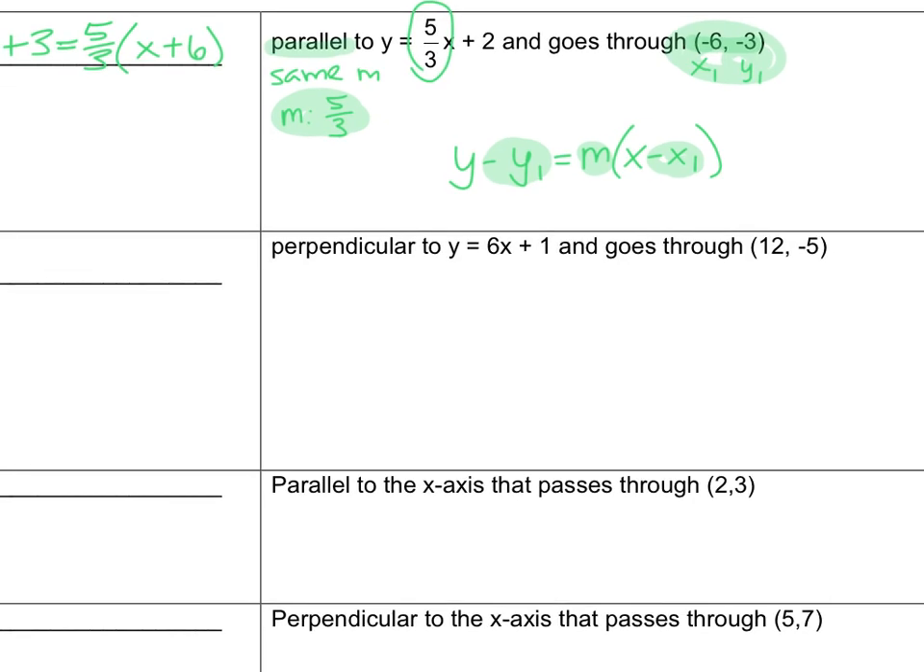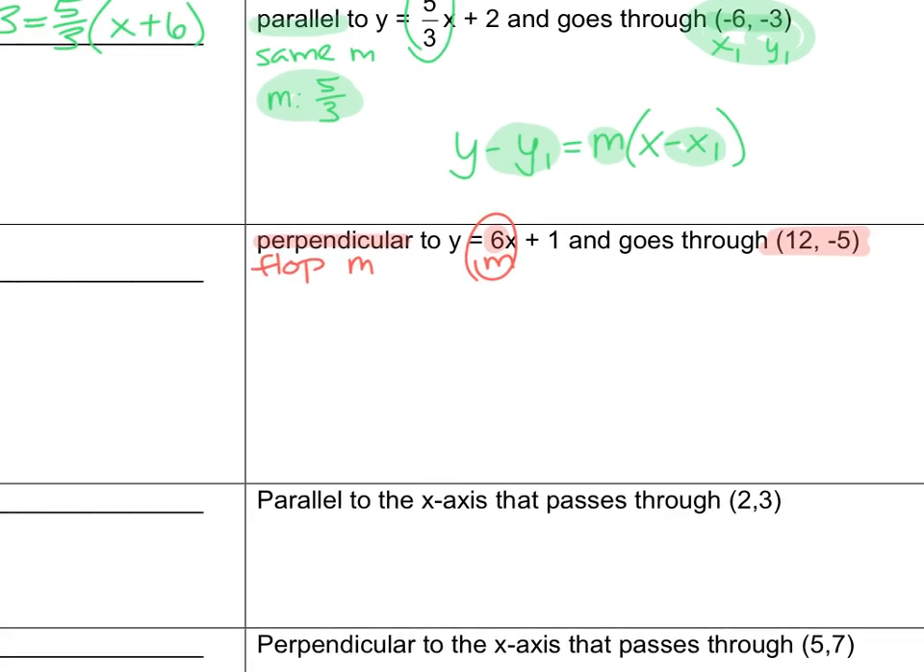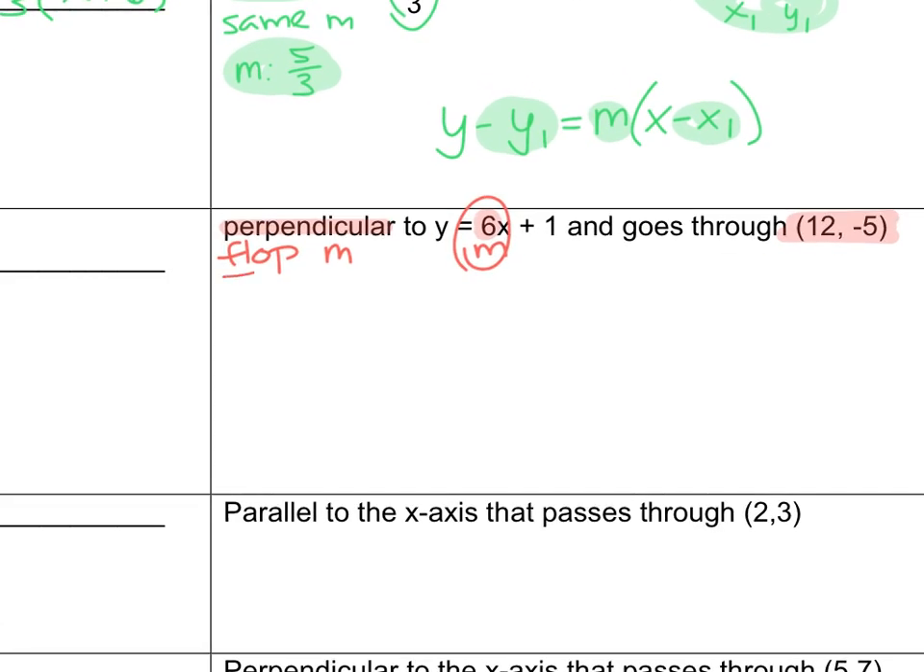With perpendicular, really similar, except we're looking towards that opposite piece. So this time I want it perpendicular, so I'm focusing on the slope there, and I want it to go through the point (12, -5). So I've got to think that I want to do the flop slope. Right now, my slope is 6, but I've got to do something. So the flop is to flip the fraction, so my perpendicular slope goes from 6/1 to 1/6, and then the opposite to go from positive to negative.